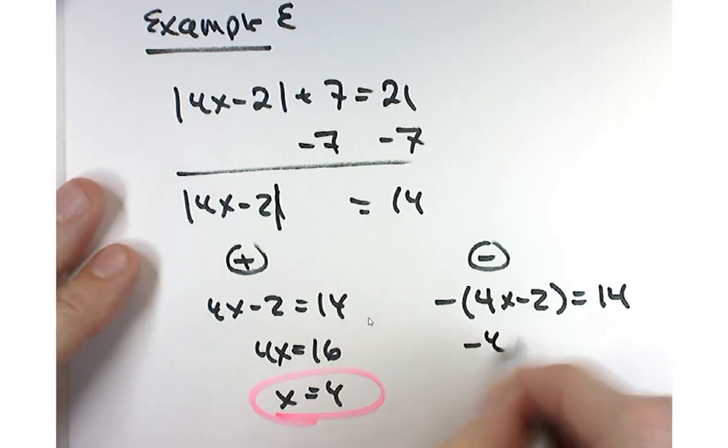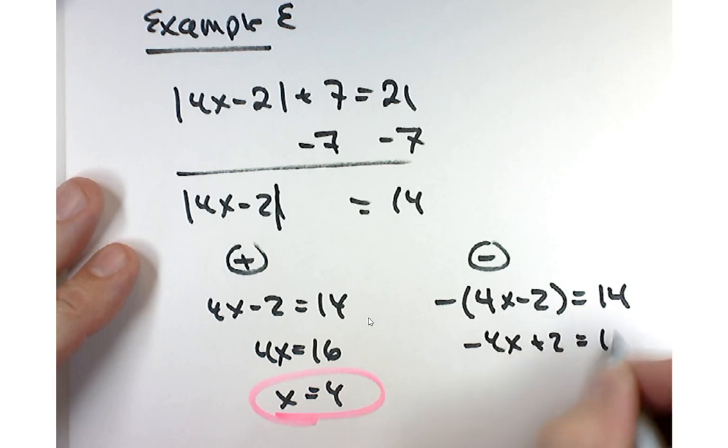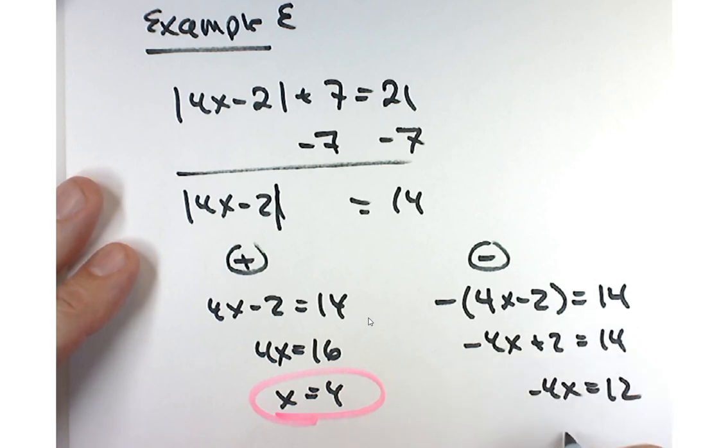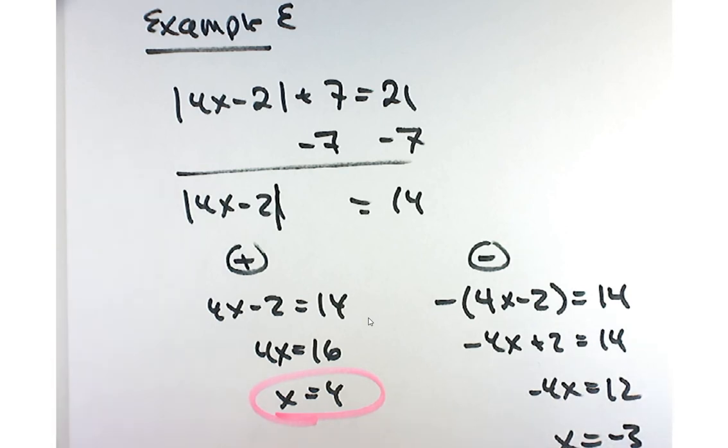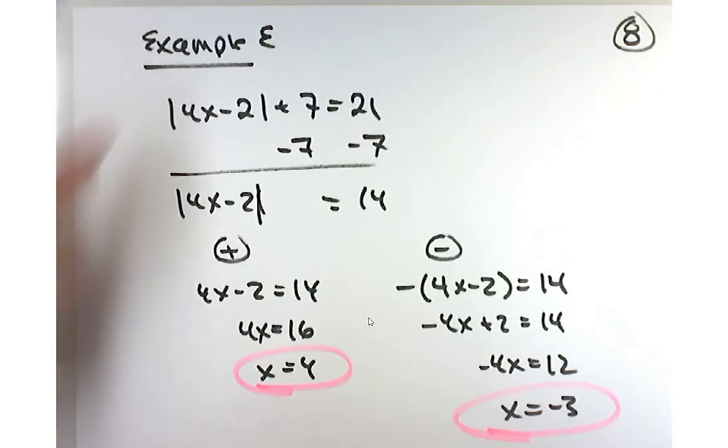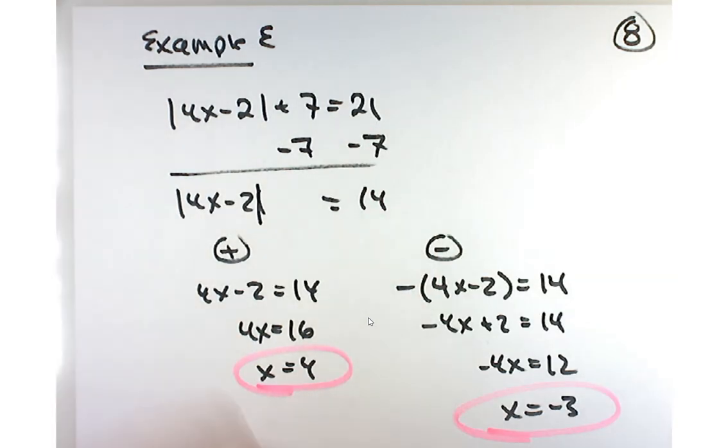Over here, negative 4x plus 2 equals 14. So negative 4x equals 12. X equals negative 3. That's our other solution. But they're both solutions. You can check that by plugging it into the original problem. Don't plug it into something farther down the line. Plug it into the original problem.